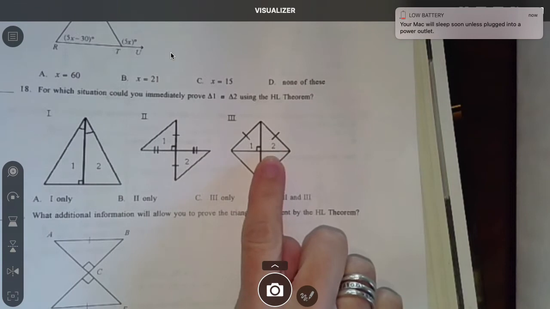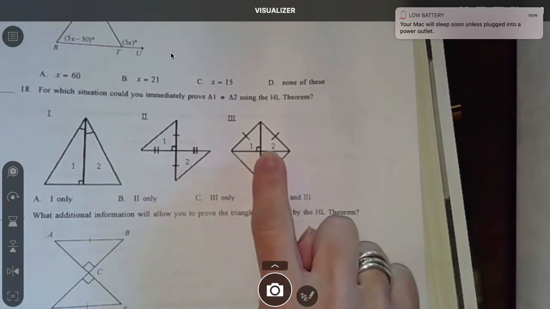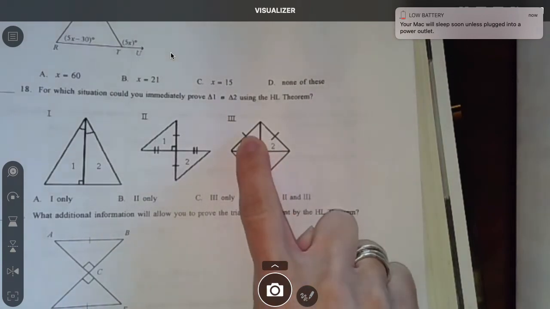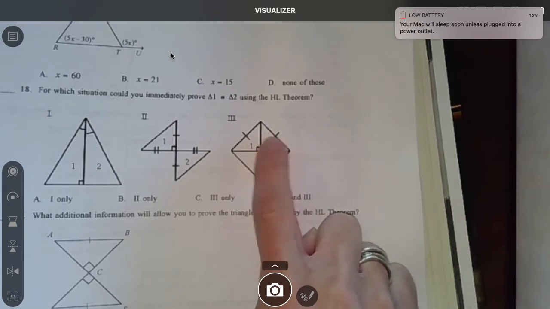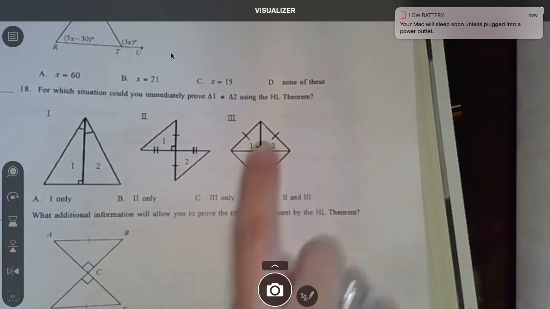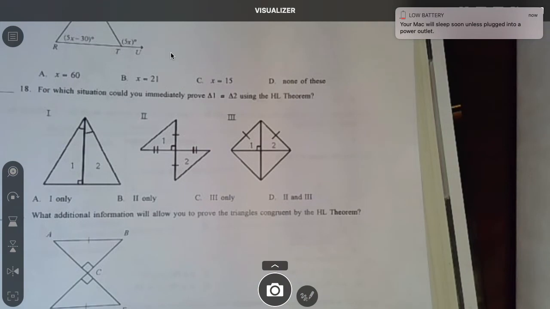It's number 3. Because if this is 90, then that's 90. I know that these are the hypotenuse, and I know that these share a side. Okay, so that would be your hypotenuse leg. That one is not on there.